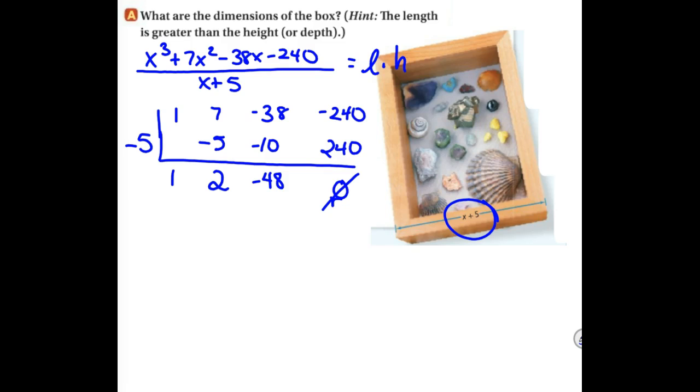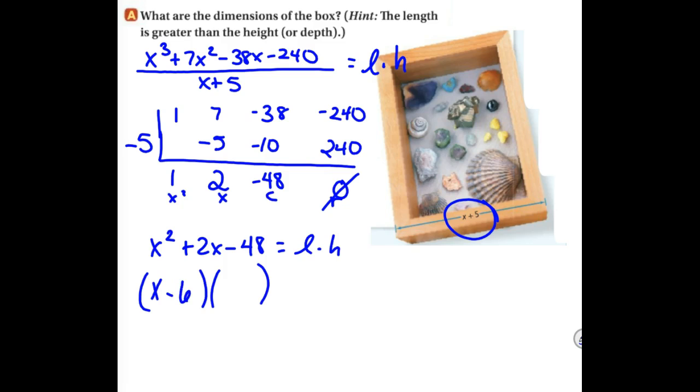The negative 48 would be the constant. Then 2 would be the x's, and the 1 would be the x squareds. So, when I do this division problem, I ended up with 1x squared plus 2x minus 48. We said that would be the length and the height, the other two dimensions that are left over. Can you factor that? What does this factor into? All right, I heard x minus 6 and x plus 8.